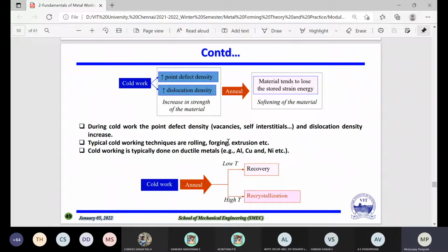And the typical cold working techniques we follow here are rolling, forging, and extrusion, which we will study in detail in modules 3, 4, and 5. The cold working is typically done in ductile materials, for example aluminum, copper, and nickel. Normally when we talk about cold working, I am focusing on the material, because some techniques are established for it. That doesn't mean you cannot take the same ductile materials to other warm working processes. You can use them, but this one is normally preferable. If you have a ductile material, you can go for the cold working process, right?